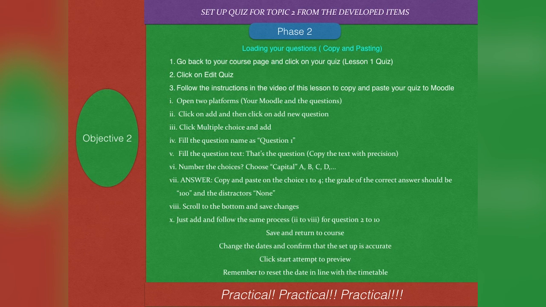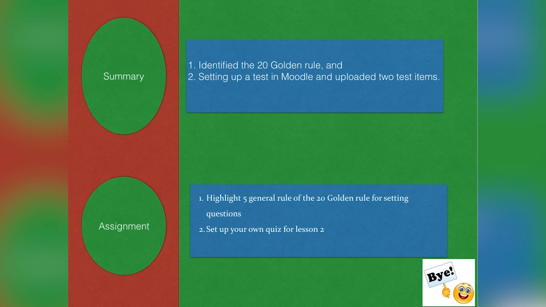And after the practical session, I will expect that you will come to an assignment. I'll give you an assignment to highlight the general rule that I've taught you, and you also set your own question at the end of the class. So what we did just now is identify the 20 golden rule and also set up our tests in module, topic 2, and we uploaded 2 items for you. I want to believe that you've learned many things here. Bye for now.